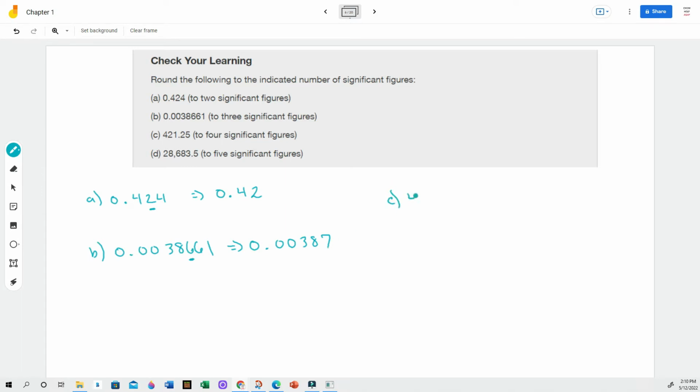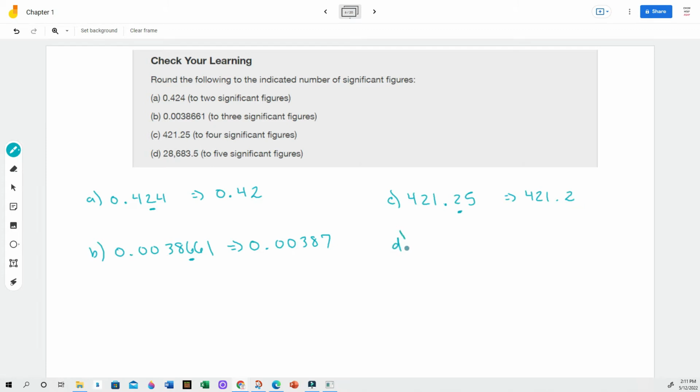Part C, we have 421.25, and we are rounding to 4 sig figs. So 1, 2, 3. We're rounding this 2 right here. Now, there is a 5 afterwards, so we're going to use our rules for 5s. Now, there is nothing after the 5, so we treat it like it's got a bunch of zeros. That means we need an even number. Well, 2 is already even, so we just keep it. So this rounds to 421.2, and that again has 4 sig figs.